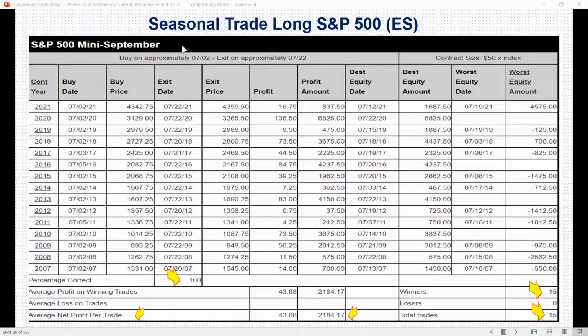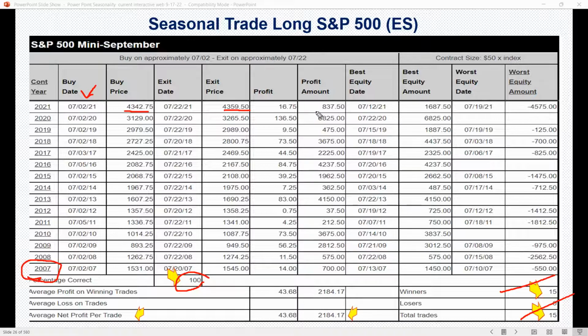So here is the breakdown of the statistics. It really gets detailed. When you dive into each year, you can go back and look all the way back to 2007. So you can see again, here's the trade entry around the 2nd of July, and the exit around the 22nd. All right, so out of those 15 years, 15 winning trades. Now you can see the entry price right here was bought at 43.4275, and then got out here at 43.5975. So 16.75 points.